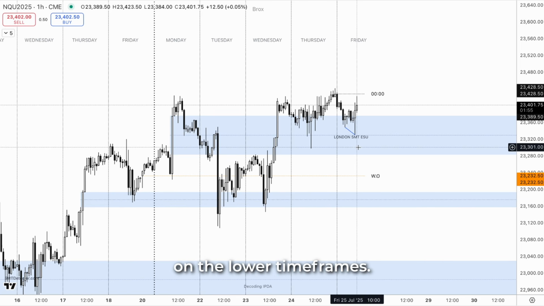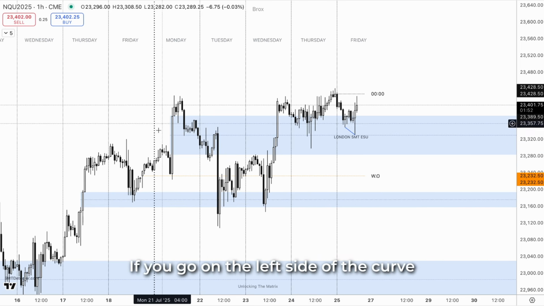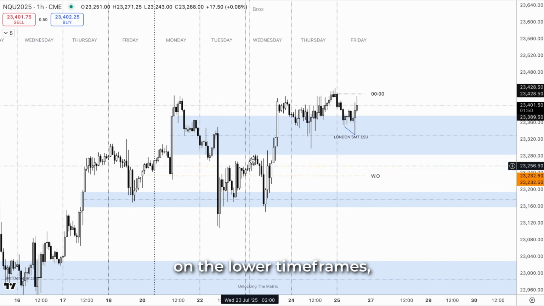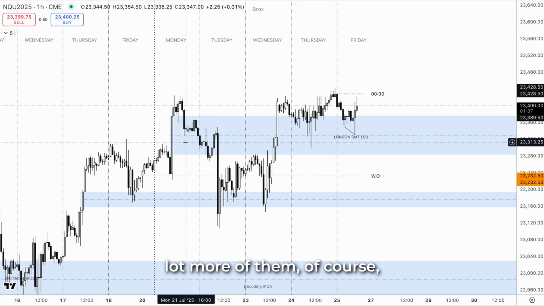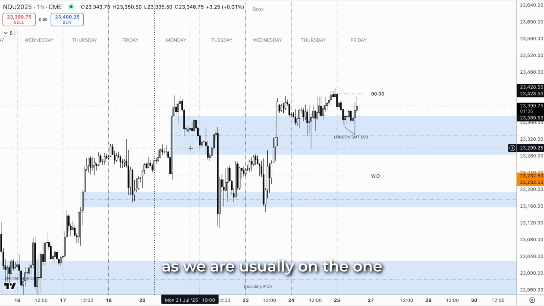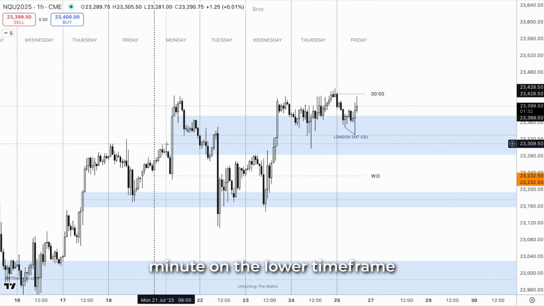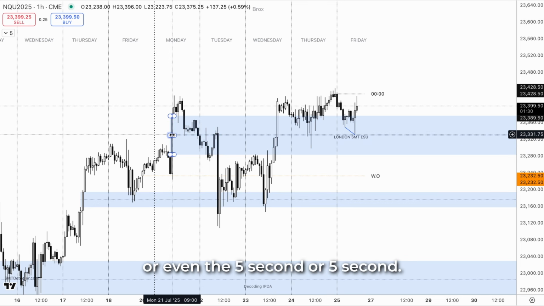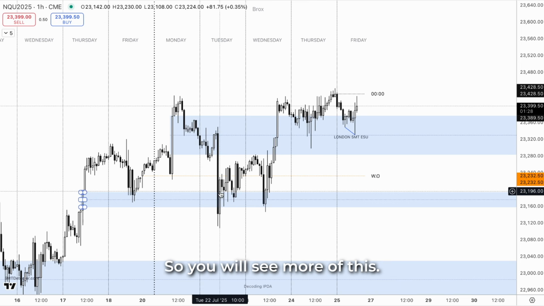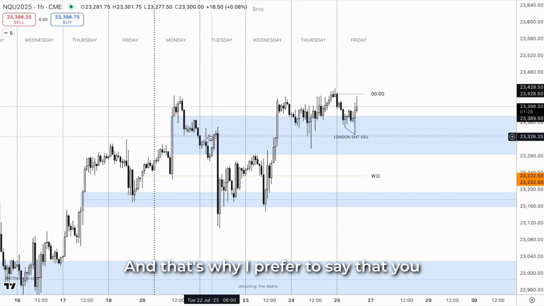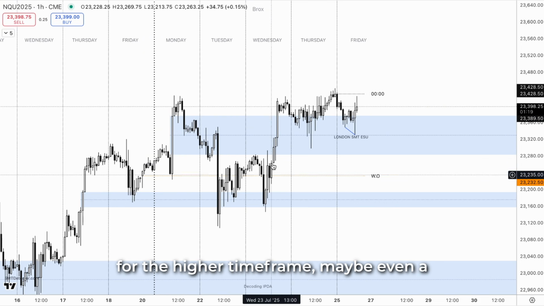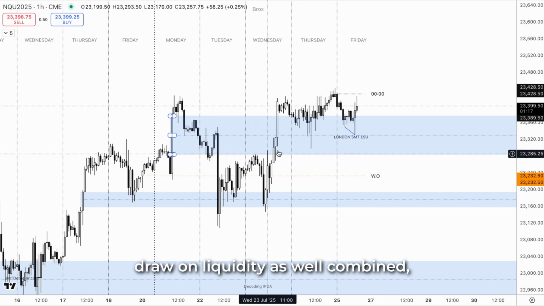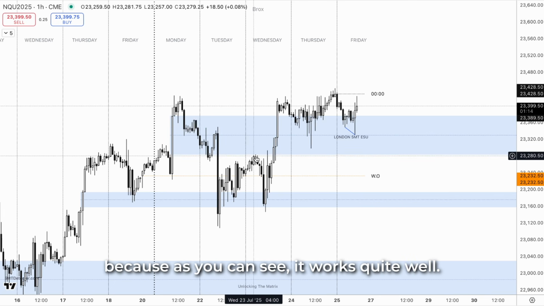And this also counts on the lower time frames. If you go on the left side of the curve on the lower time frames, you can also find this same occurrence, except there's going to be a lot more of them, of course, as we are usually on the 1 minute on the lower time frame, or even the 15-second or 5-second. So you will see more of this, and that's why I prefer to say that you should use this as a point of interest for the higher time frame, maybe even a draw on liquidity as well, combined, because as you can see, it works quite well.